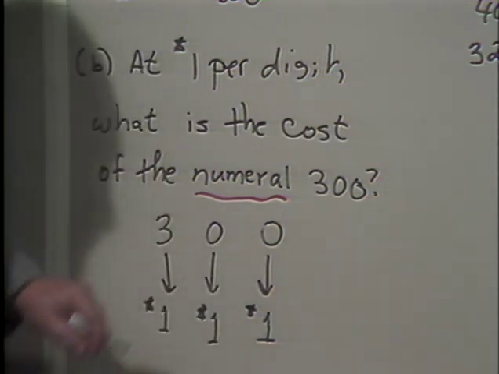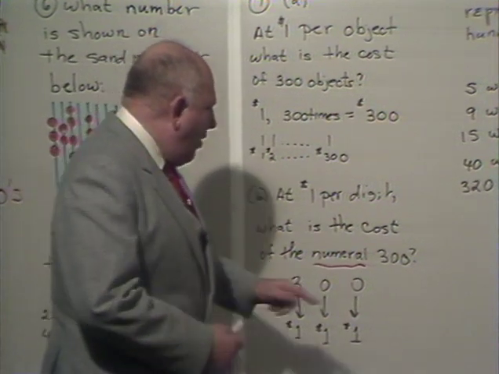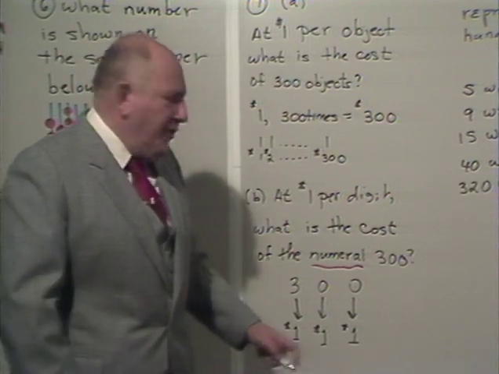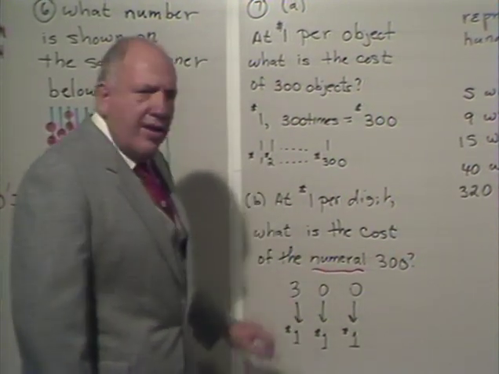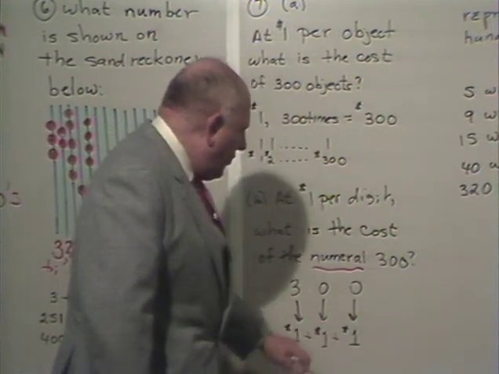You don't say, I don't pay for the 0 because the 0 is nothing. No, it's still a digit. And you don't say, hey, why should I pay you for this 0? I already paid you for this one. No, this 0 is needed to distinguish 30 from 300. So you're paying what? $1 3 times.